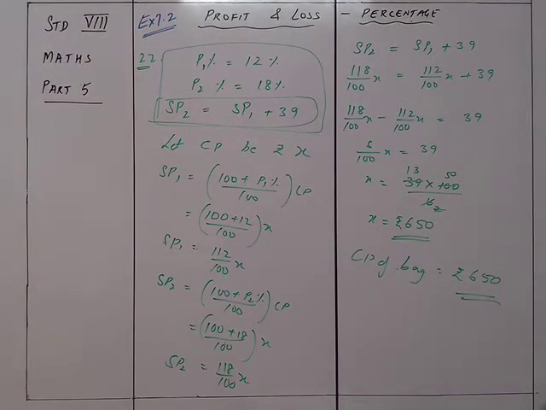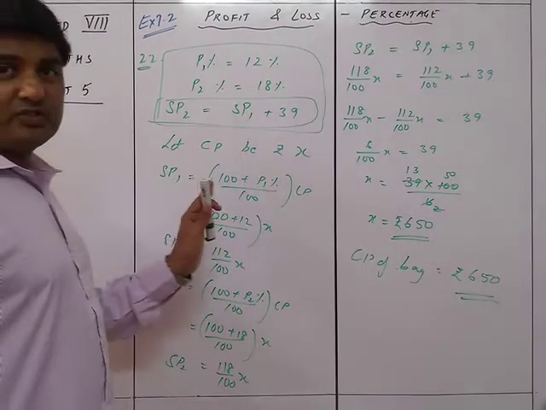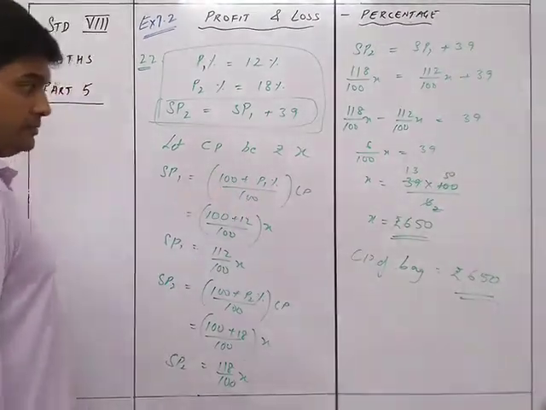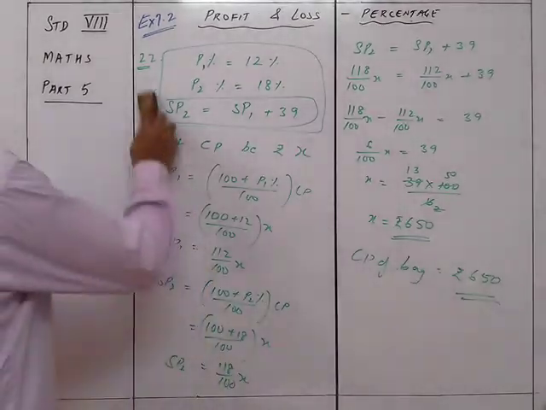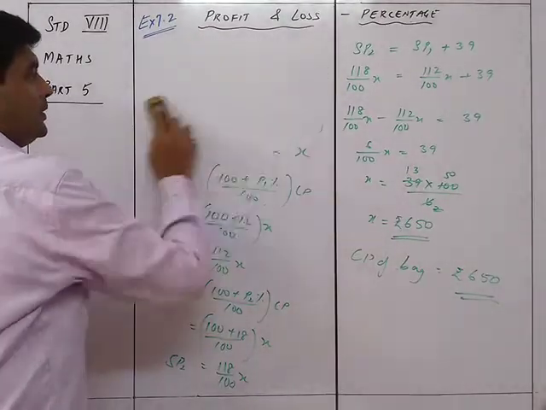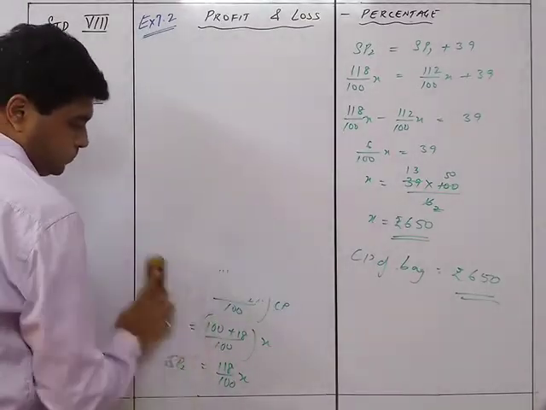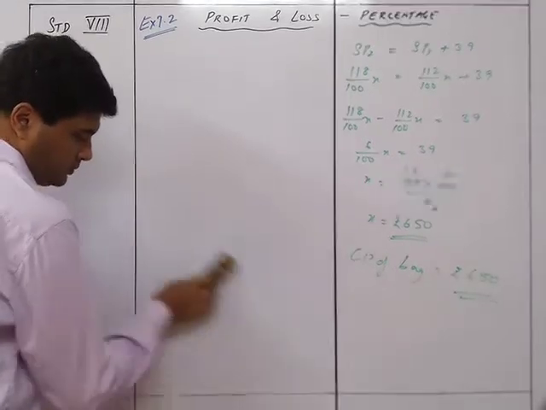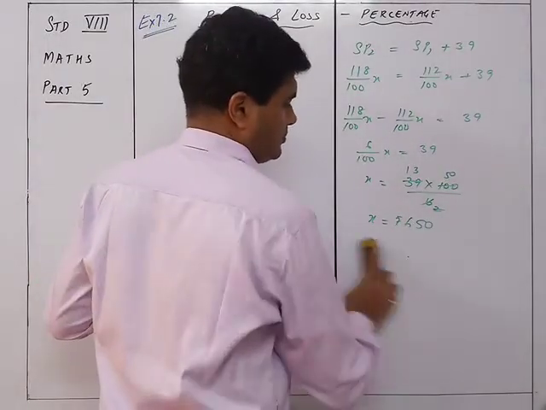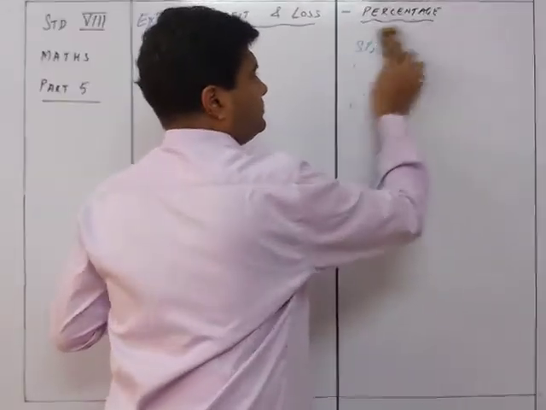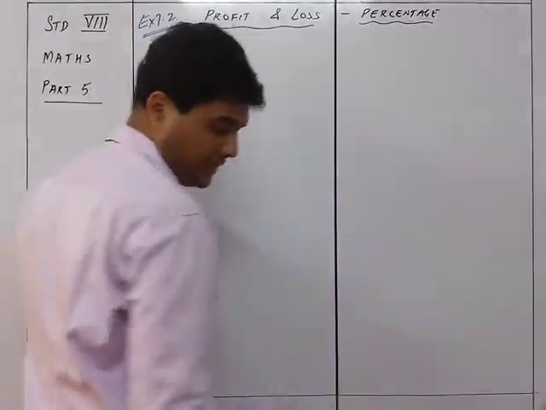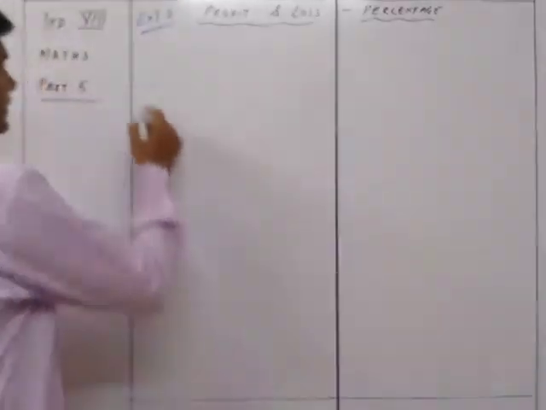We now move on to sum number 23. Did you understand this completely? Okay? We move next to sum number 23.